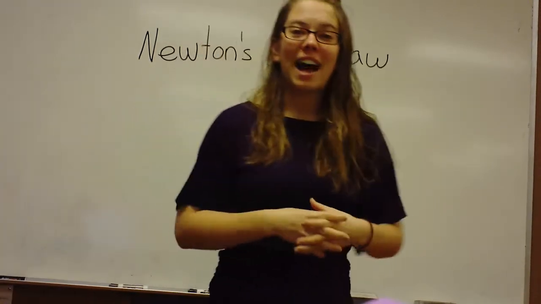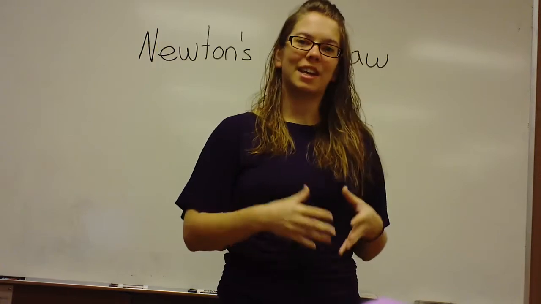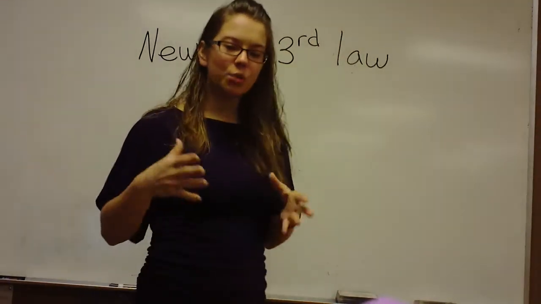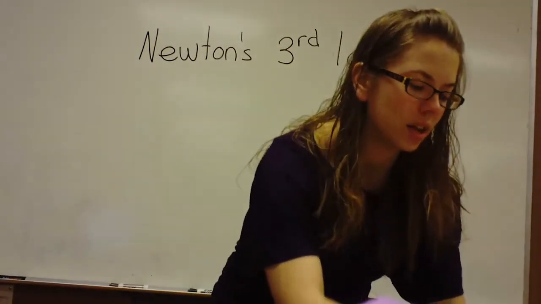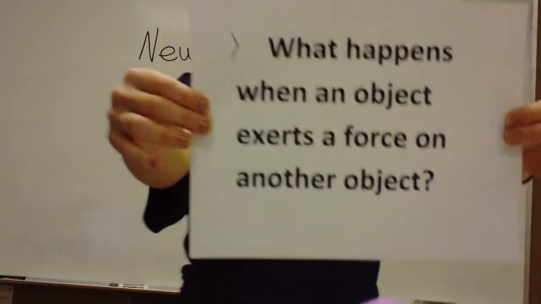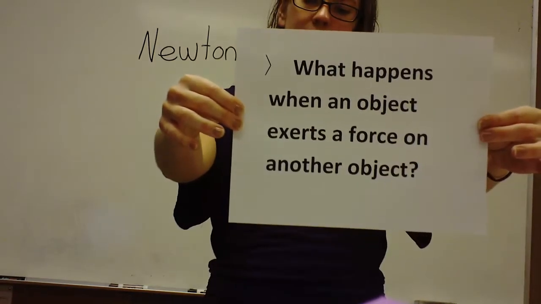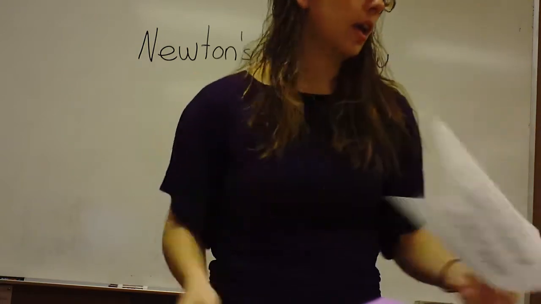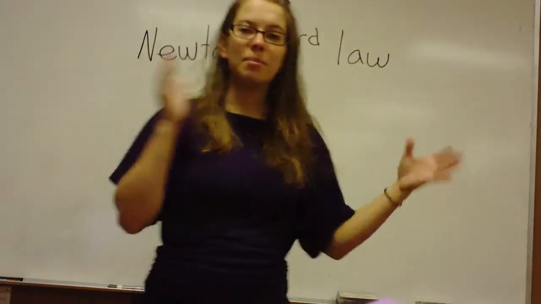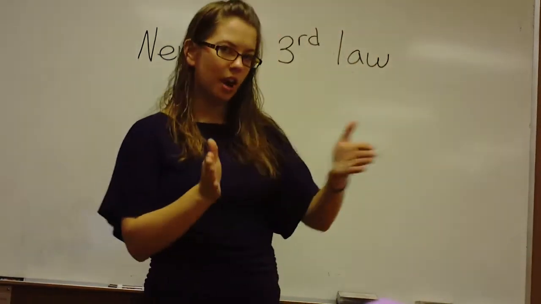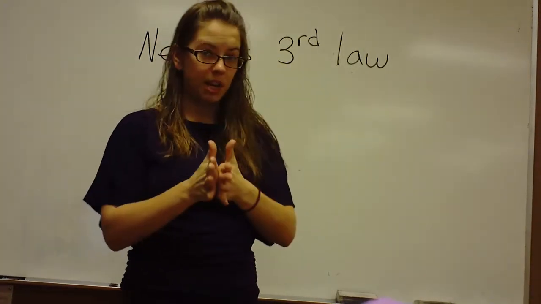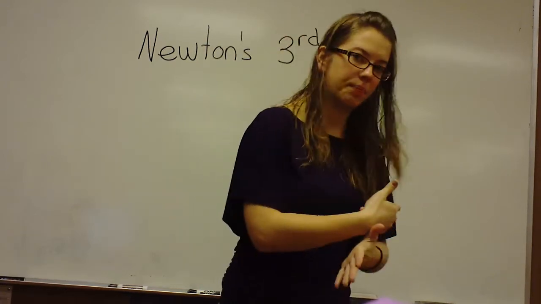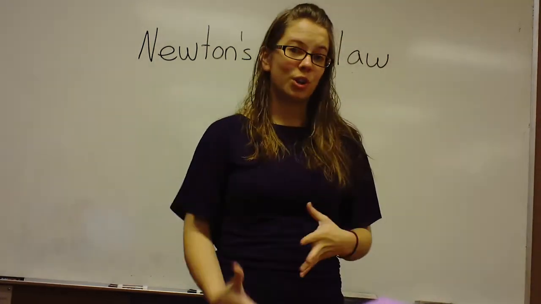Anyway, our last section of chapter 12 is on Newton's third law. And the first question that you're asked in your notes is, what happens when an object exerts a force on another object? Well, the simple answer is that when an object exerts a force on another object, the second object exerts a force equal in size and opposite in direction. This is called Newton's third law.